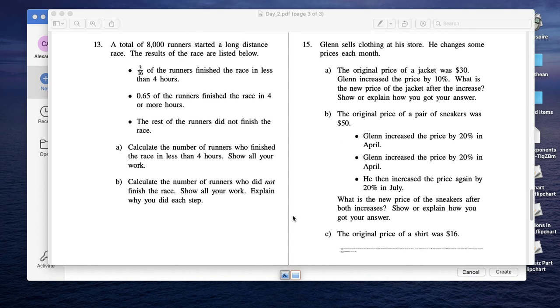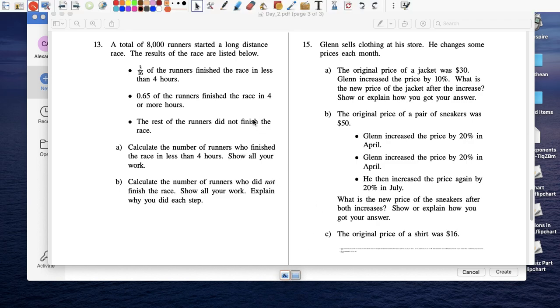Total race of 8,000 runners. 3/16 of the runners finished the race in less than 4 hours.